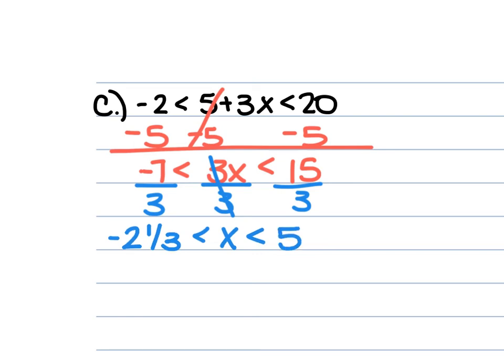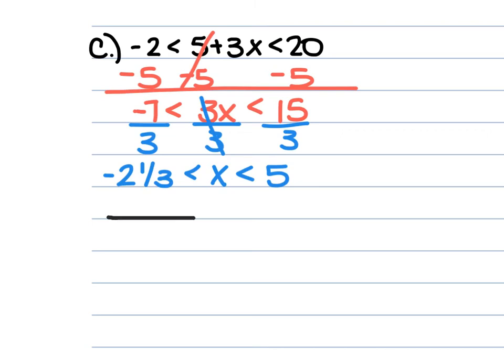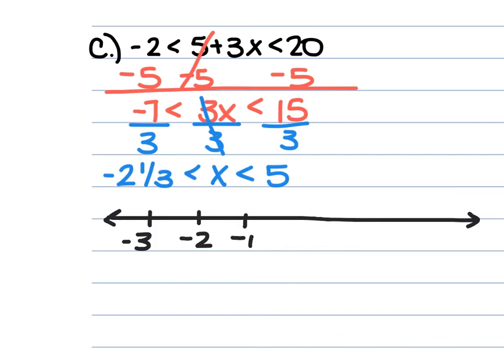So now look at your graph. If you're going to draw a graph, you have to include the negative 3, negative 2, negative 1, 0, 1, 2, 3, 4, 5. So what kind of circle do we have on the negative 2 and 1/3? It's going to be an open circle. So our circle is going to go about here. And then we also have an open circle on 5 as well.